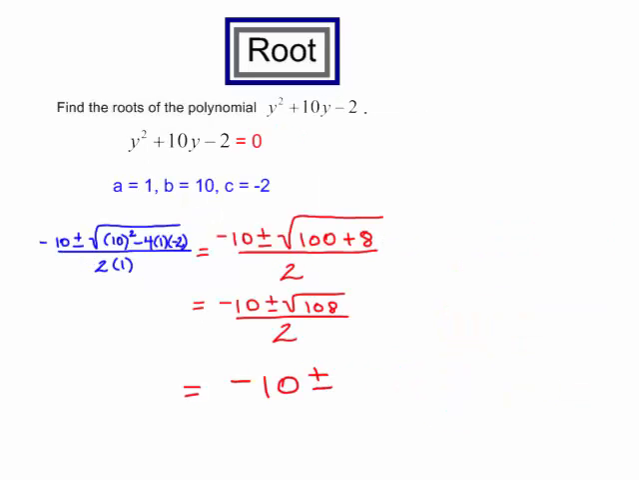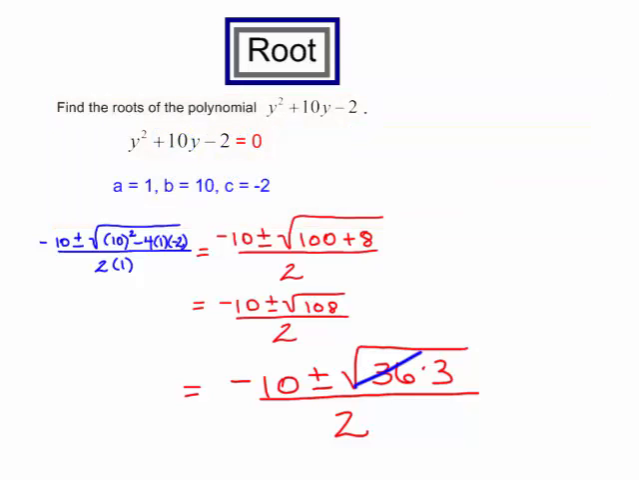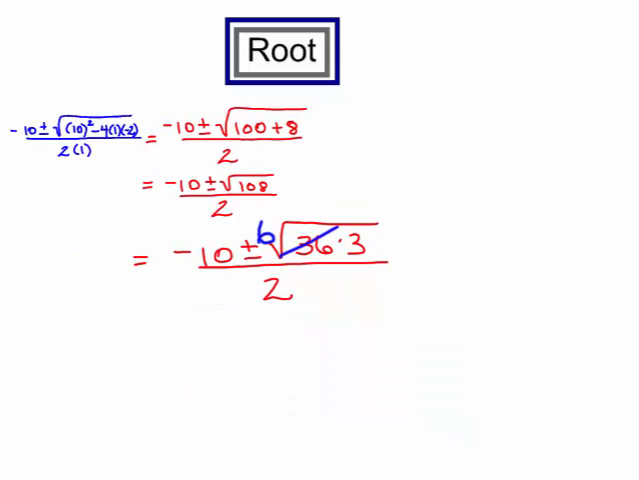I am going to break down radical 108 to 36 times 3. The square root of 36, that is a perfect square. It comes out as 6. We are not quite through. I will have negative 10 plus or minus 6 radical 3 all over 2.